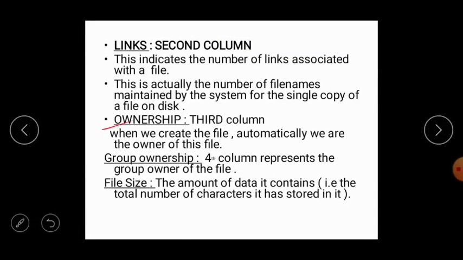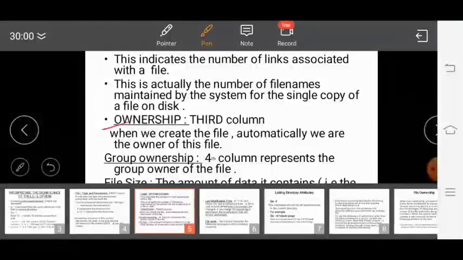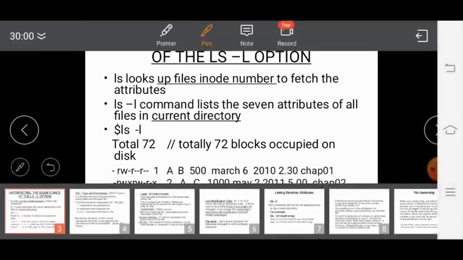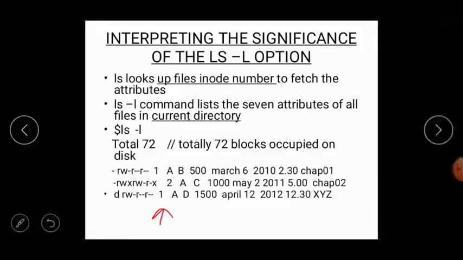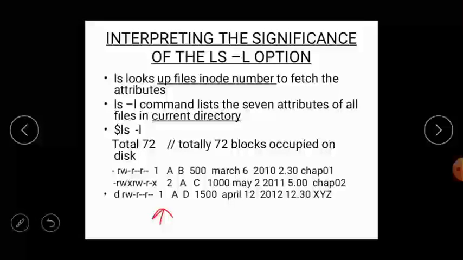Next, ownership, third column. The a indicates the owner name of the file. Who is the owner? Nothing but who created the file, he will be the owner of the file. The name of the owner is a. The third column indicates the name of the owner.